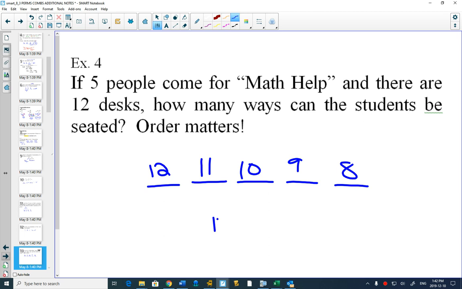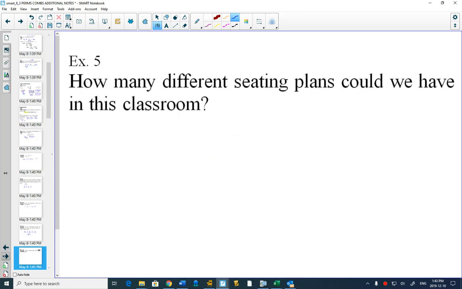This could be represented as 12P5. One of the places that we like to use the permutations notation is if the number gets really, really big. Like if I asked, how many different seating plans could we have in here? Well, I've got 5, 10, 15, 20, 25, 31 desks. Right now in our class, we have 25 people. So with 31 desks, 25 people could walk in, 25 decisions could be made. I could draw 25 spaces.